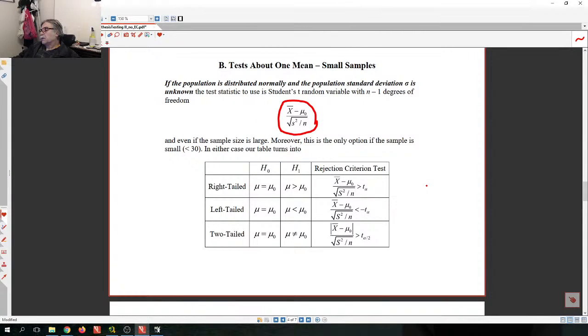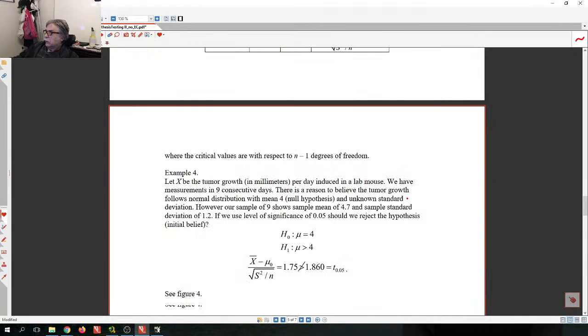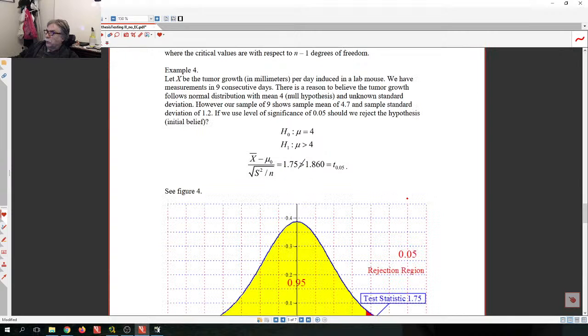T-test about the mean. There's some rejection criteria, but I'm going to explain that rather with the pictures here. So here is an example. It's usually done when you have small samples.